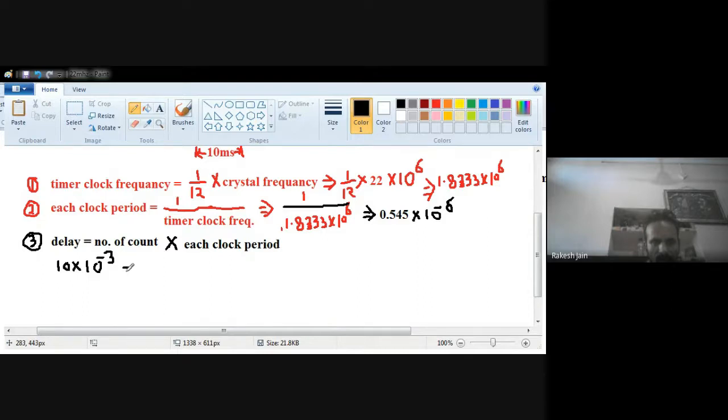That is equal to number of count, which we have to calculate in this step. So delay is equal to number of count multiplied by each clock period. So 10 into 10 to power minus 3 is equal to number of count multiplied by each clock period, and each clock period we just calculated in step number 2, that it will be 0.545 multiplied by 10 to power minus 6.